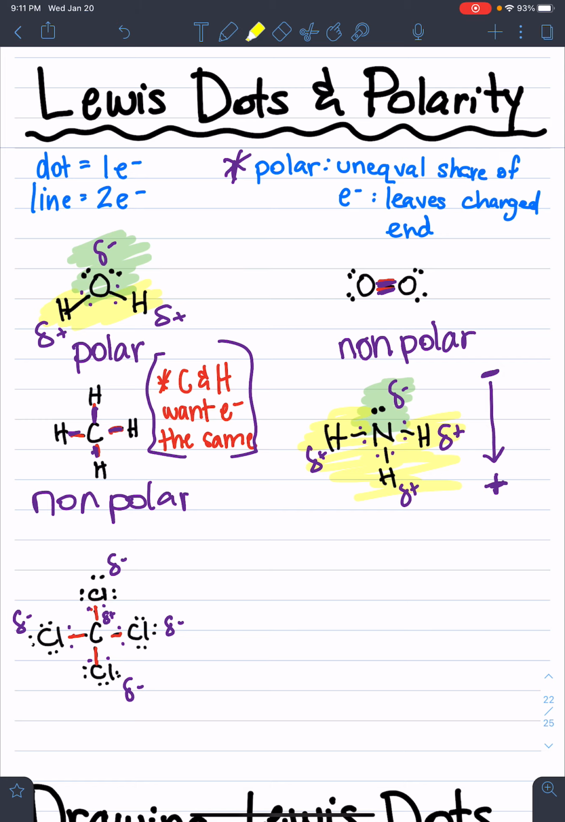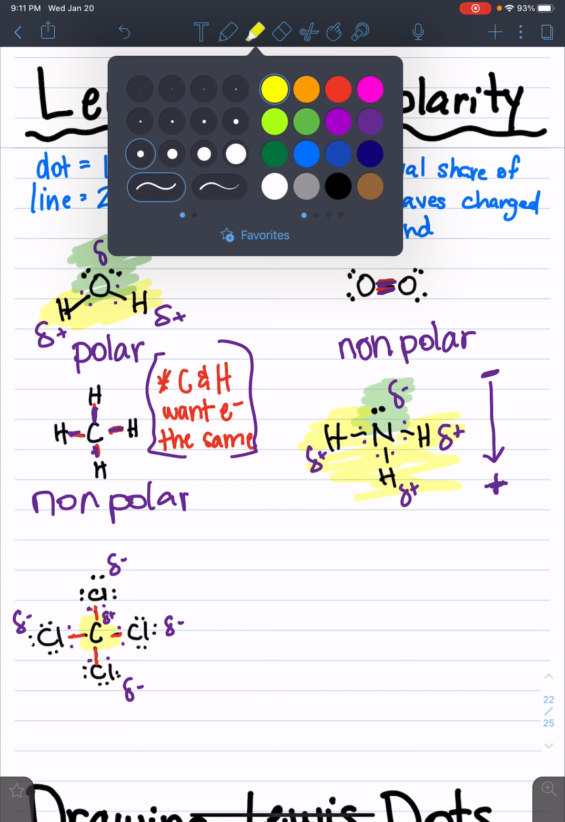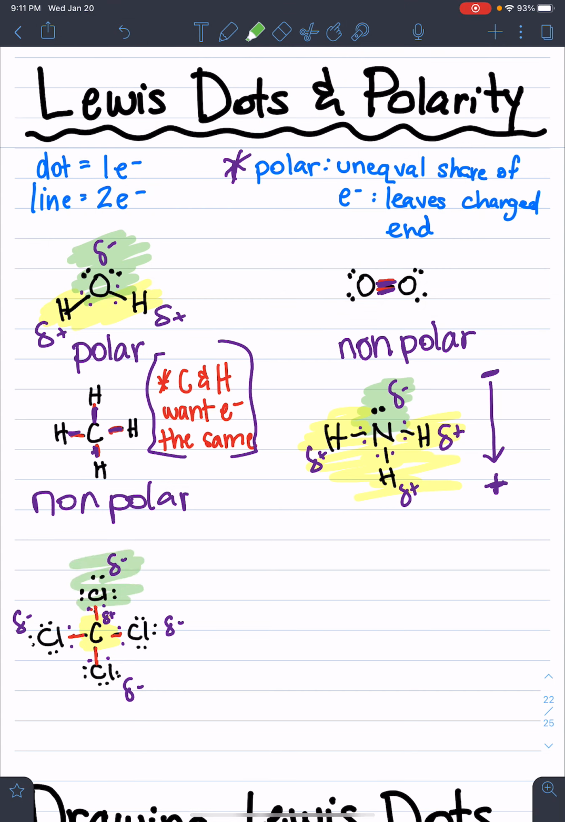And so we're going to have a positive section in the middle of our molecule, and then we're going to have these negative sections all going around the outside of our molecule. So you'll notice that there's not a positive and a negative end to this one. So this one's actually going to be non-polar because there's no positive and negative end. The whole outside is negative.